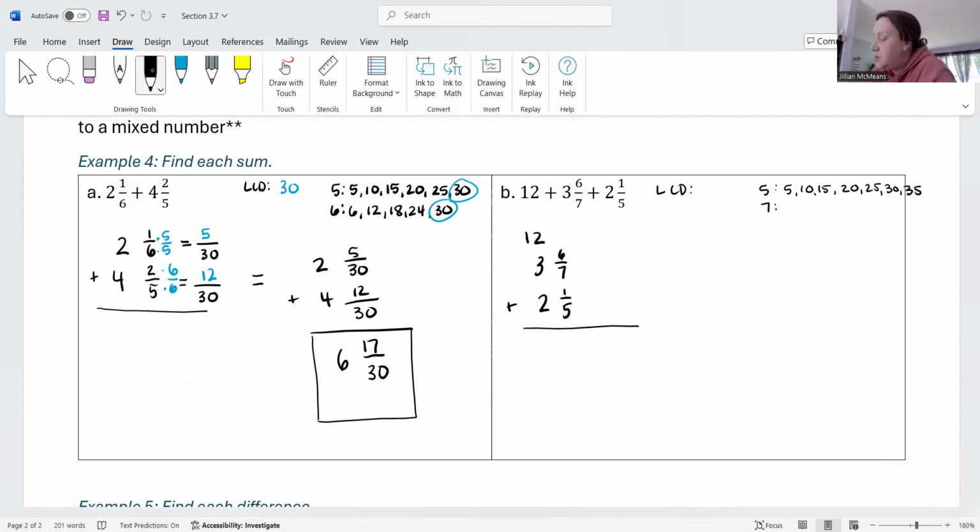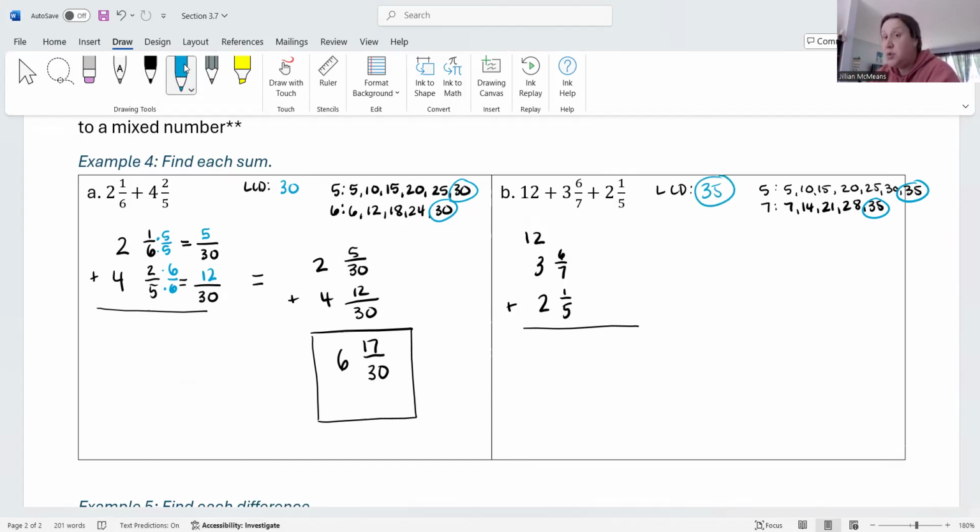Okay? Now, 7 times 1 is 7. 7 times 2 is 14. 7 times 3 is 21. Times 4 is 28. And finally, 7 times 5 is 35. So you can see pretty quickly we were able to get an LCD. So our LCD is 35.